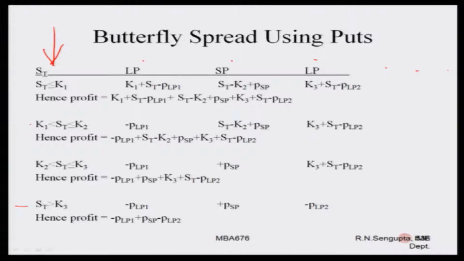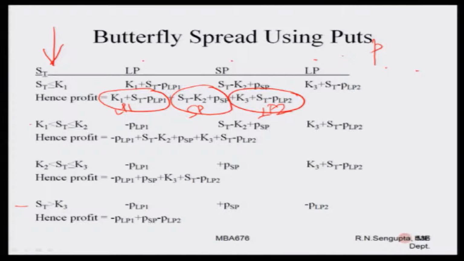Again, in the same way, in the first instant when ST is less than K1, all these three are activated. What I am circling now, the first, the second and the third, are the respective profits from the long put 1, this is long put 1, this is the short put and this is the long put 2. Remember also P is the price of the put and the suffix like LP1 is the long put 1, SP is the short put 1, LP2 is the long put 2.